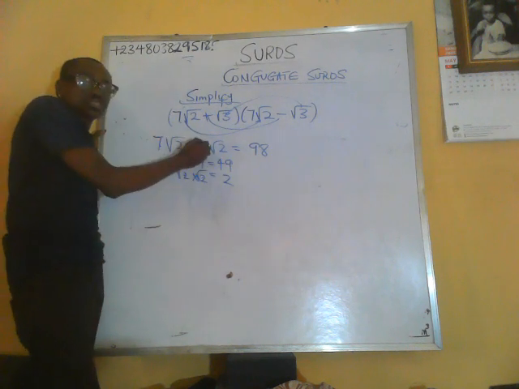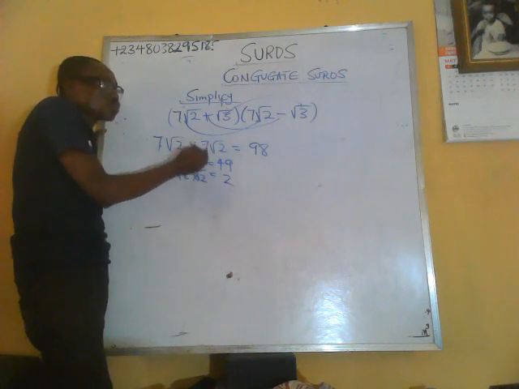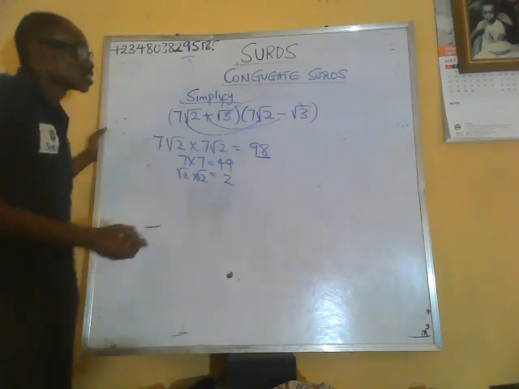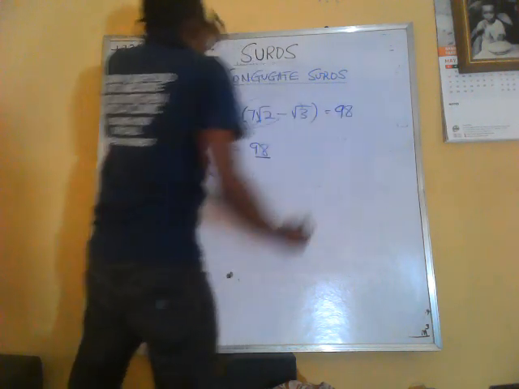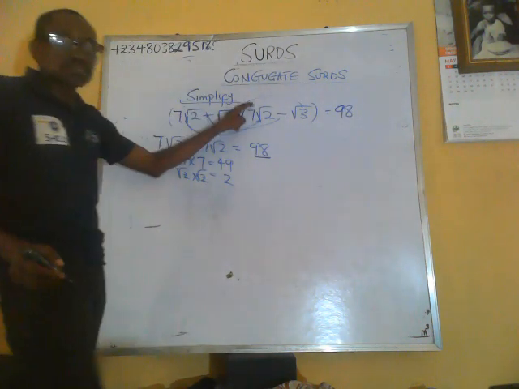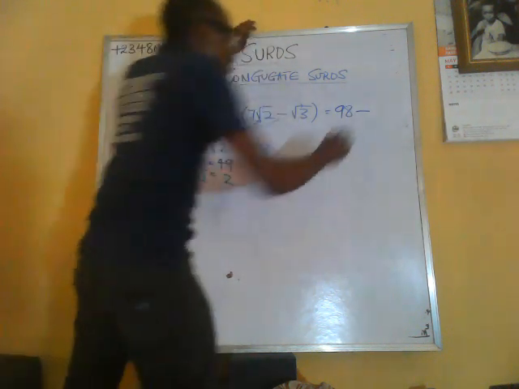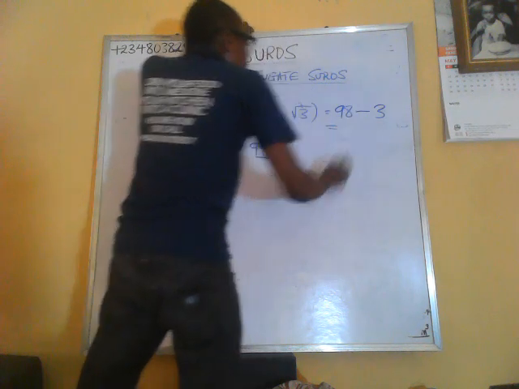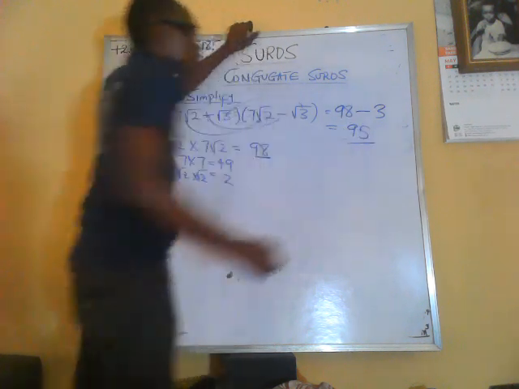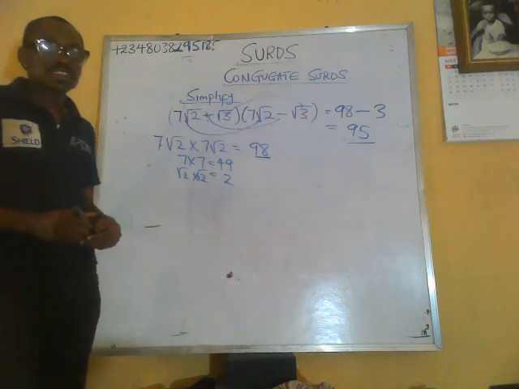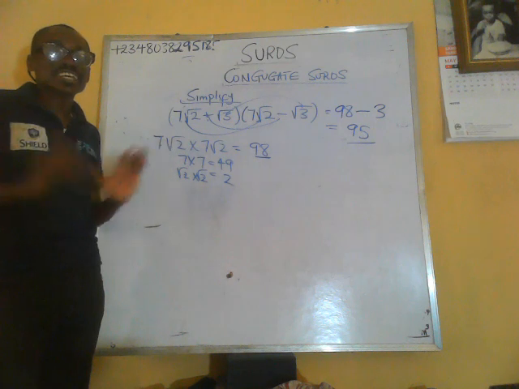So 7 times 7 is 49. 49 times 2, because root 2 times root 2 is 2, gives us 98. So the answer is 98 for these two. Then plus times minus, minus. Root 3 times root 3 gives us 3. 98 minus 3 gives us 95. Okay. So it's as easy as that.